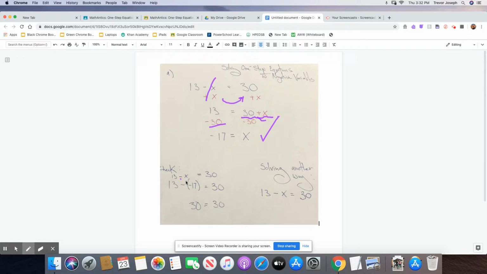Remember your integer operations? Well, I hope so, because they're coming up at you again. When I have a negative and I take away more negativity, it actually becomes positive. So now I'm left with 13 plus 17, which does equal 30. They both are equal. That means the equation is balanced, and I'm going to give it a check mark.